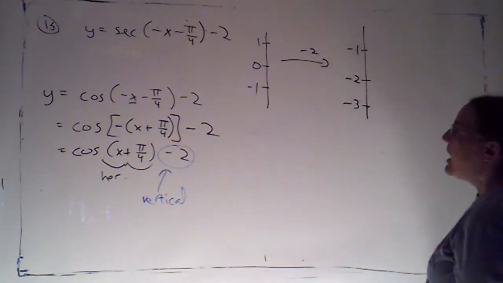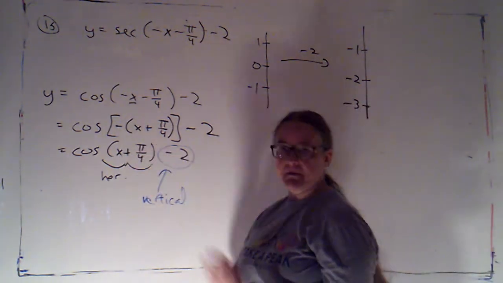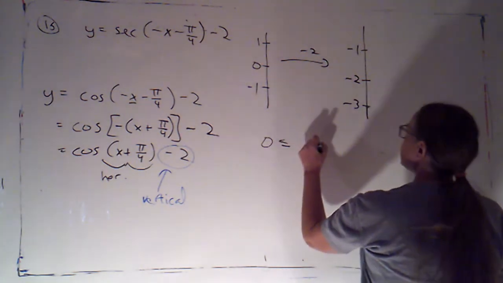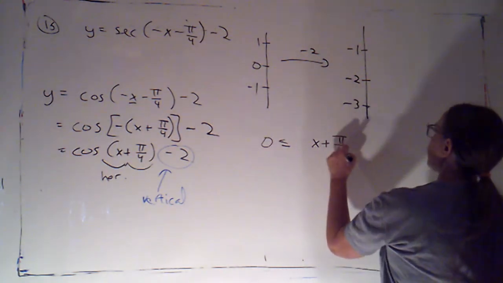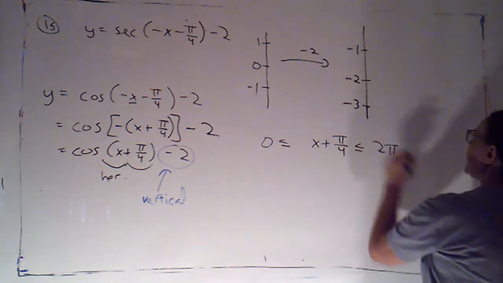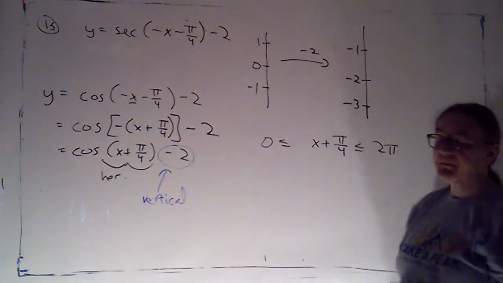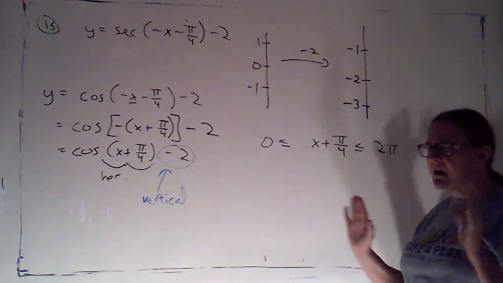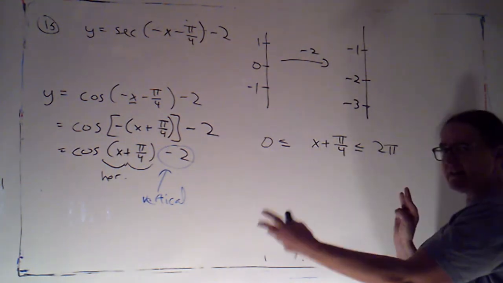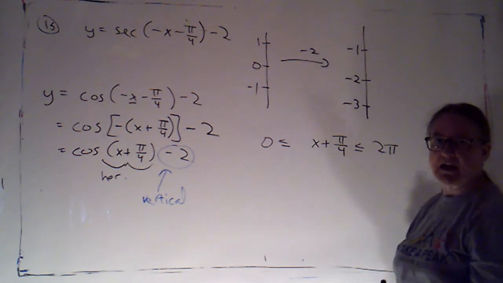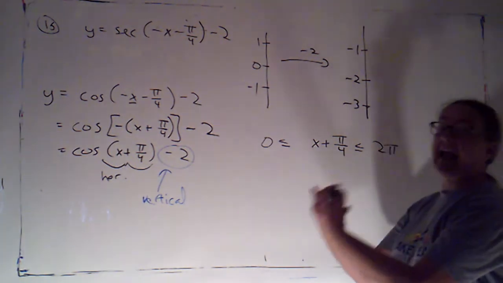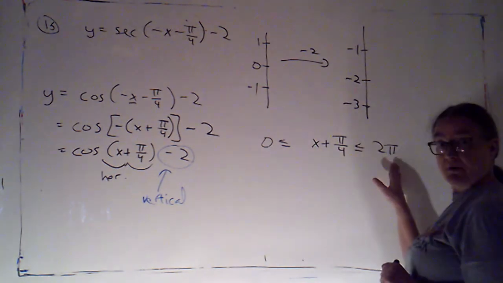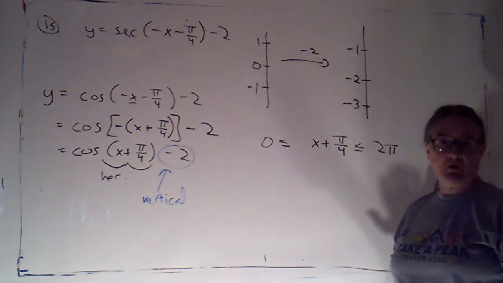Okay. All right, for the horizontal stuff, I know that cosine does its thing once as the input, which in this case is x plus pi over 4, varies from 0 to 2 pi. Now I'm going to go ahead and go with 0 to 2 pi, even though I know I'm going to need to ultimately adjust. If you wanted to adjust ahead of time and say, let's go from negative pi over 2 to 3 pi over 2, you could certainly do that.